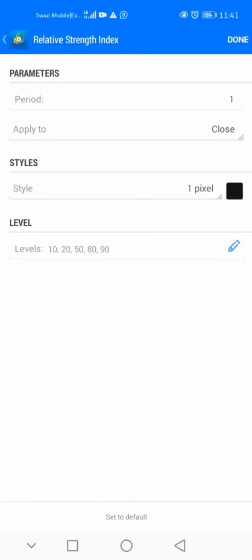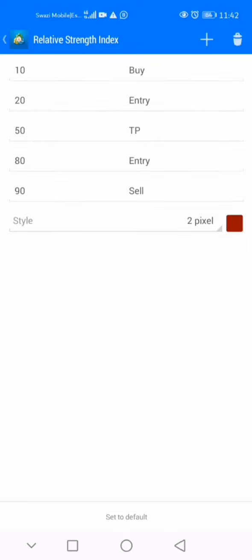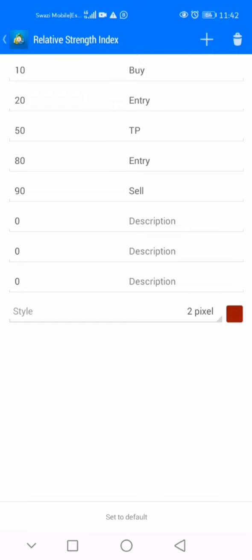And on the relative strength index, you have to make it period 1, apply to close, style, and then on the levels, you come to levels, you add level 10, 20, 50, 80 and 90. I hope you all know how to add levels. You might find some missing levels. All you have to do is use this plus button to add the levels.